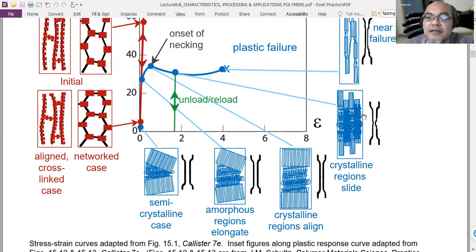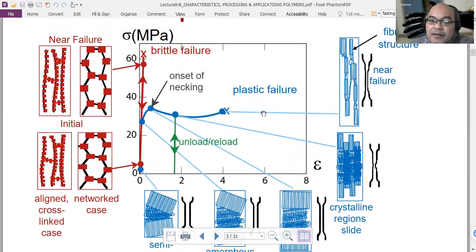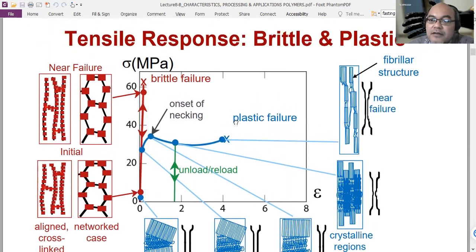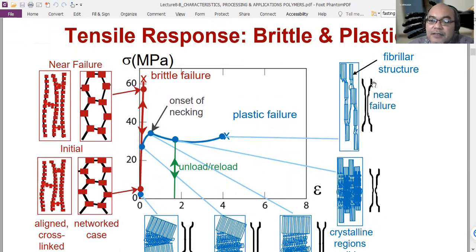Remember, in metal, the planes can slip. The deformation can move between different planes, what we call slippage. Similarly, in polymer, the crystalline regions at this point can slide from one another until it fails. This is the failure, when the fibrillar structure of the crystalline region also deforms completely, and near failure, until it breaks.